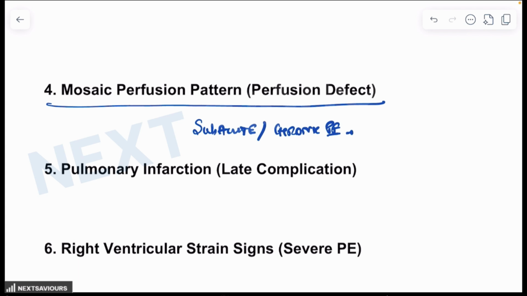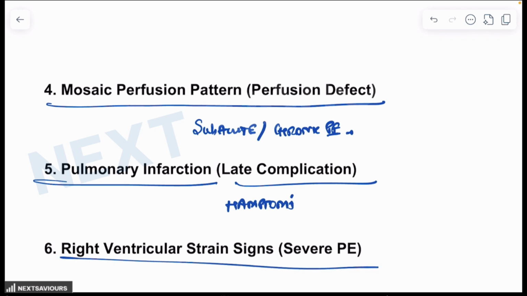Now, pulmonary infarction on the CT is actually similar to what we have seen on the X-rays in the form of Hampton's hump. So, what is basically this pulmonary infarction, which is a late complication? It is a wedge-shaped peripheral consolidation. Location, majority of the times, in the lower lobe. Then, the right ventricular strain signs, which is a feature of the severe pulmonary embolism. Here, the right ventricular to left ventricular ratio is more than 1. That means the right ventricle becomes enlarged compared to the left ventricle. So these are all the signs on the basis of which the pulmonary embolism is identified on CTPA investigation.